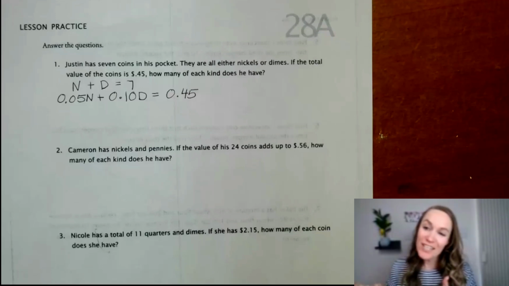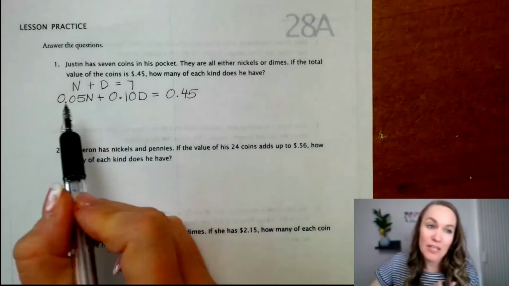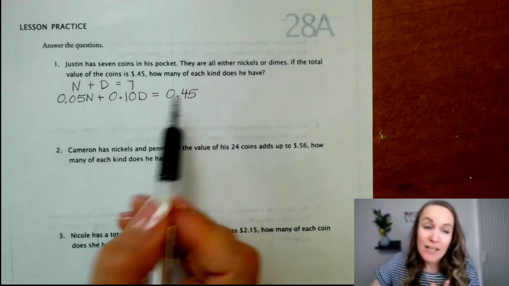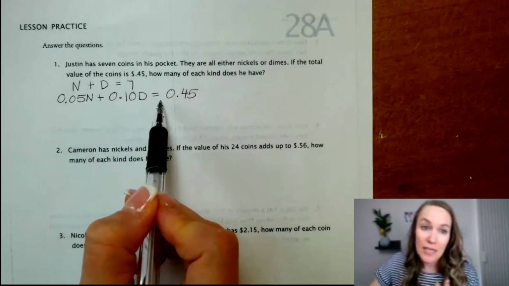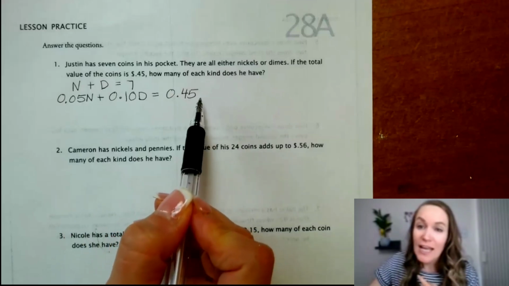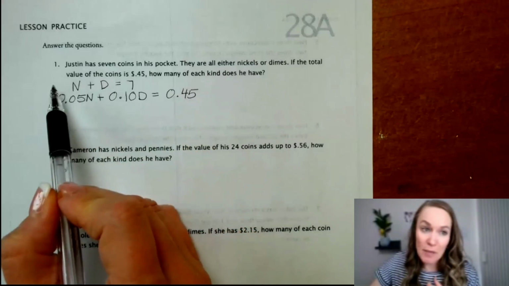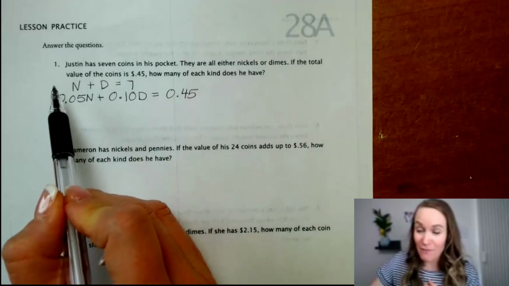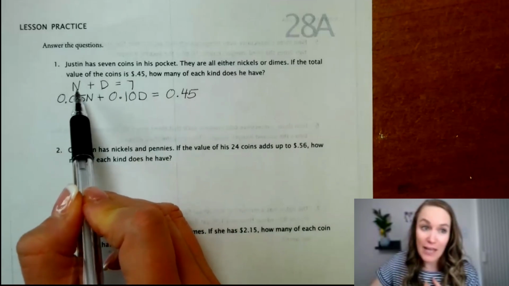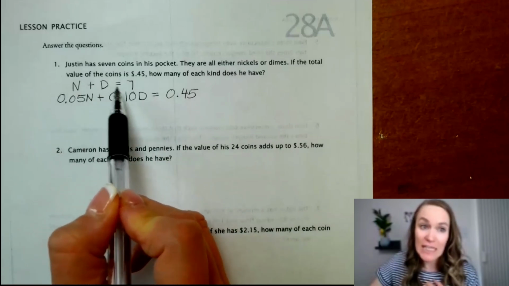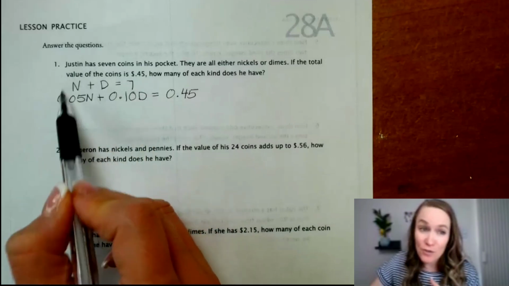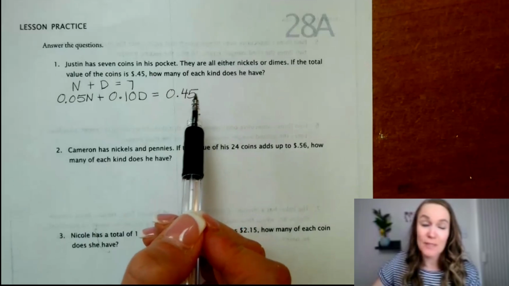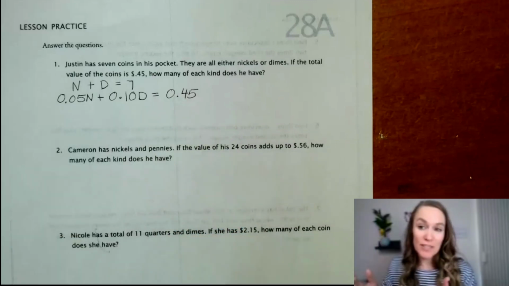So one thing you could do is you could multiply everything by 100. So that would give me 5 nickels plus 10 dimes equals 45. And then I could multiply the other equation by -5. So -5n minus 5d equals -35. And you add those together, and then the nickels would cancel out, and you could solve for dimes. So that's one way to do it. I'm actually going to do it a different way.